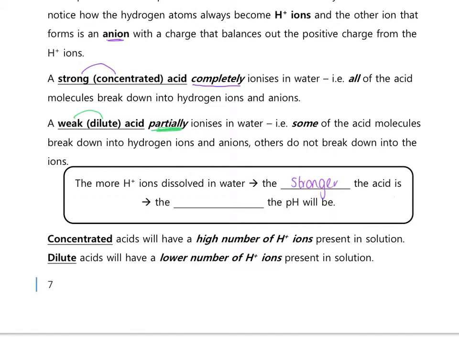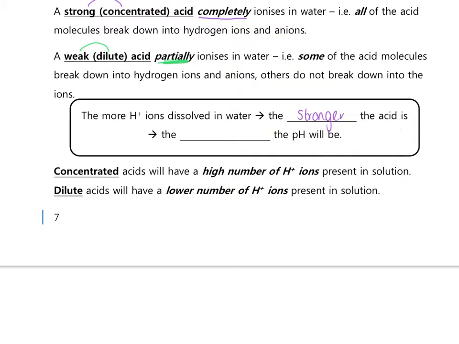And if we think back to our pH scale, remember 7 is neutral in the middle, and then going left was increasingly acidic down to 0. So the lower the number, the stronger the acid. So if we've got more H plus ions dissolved in water, the stronger the acid is, and therefore the lower the pH is. Sometimes we think it's going to be the higher the pH because that'll give a stronger acid, but you need to remember that the low numbers, 0, is your strongest acid.